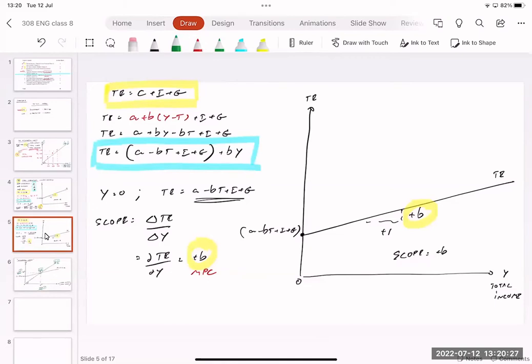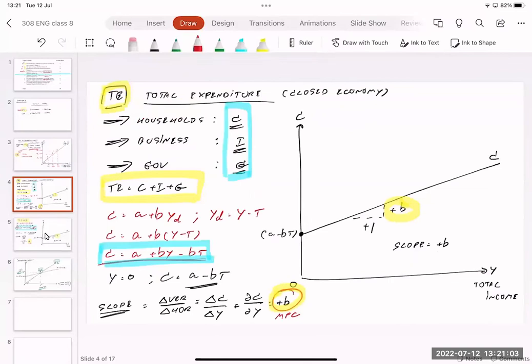The slope is equal to delta vertical over delta horizontal, right? In this case, delta TE over delta Y. If you studied Mathematics 1 at university, the calculus, when you do the partial derivative of TE with respect to Y, what do you get? You get plus B. How do you get minus? If you get minus, it means you have a problem with calculus. Same thing with consumption. I take the partial derivative of C with respect to Y. This is C, this is Y. When I do the calculus, I get plus B.